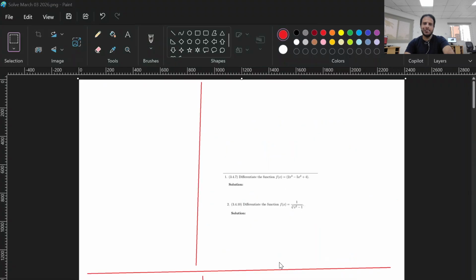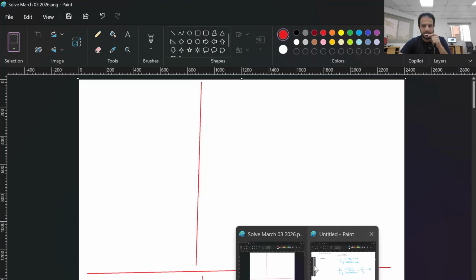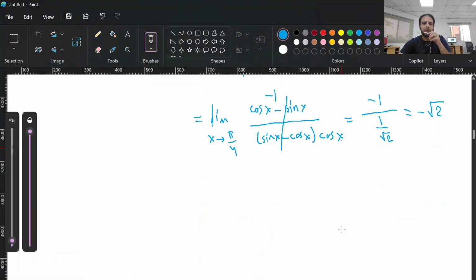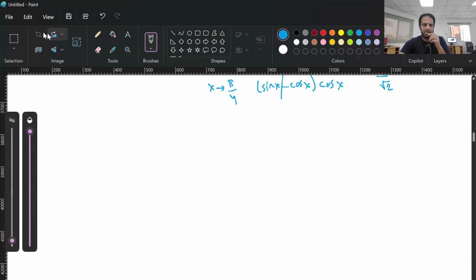Now the next problem we have: differentiate. These are very easy. I think the limits were harder, right? Now differentiating, very easy.